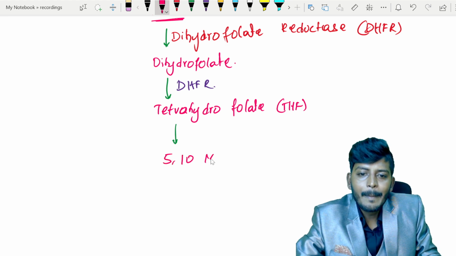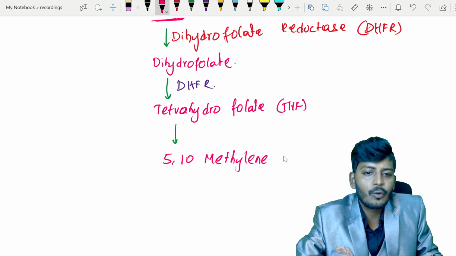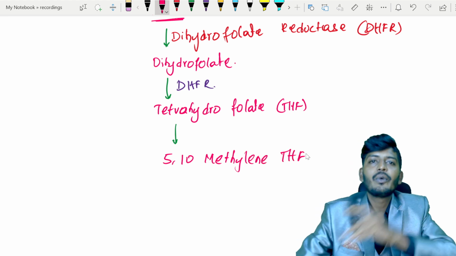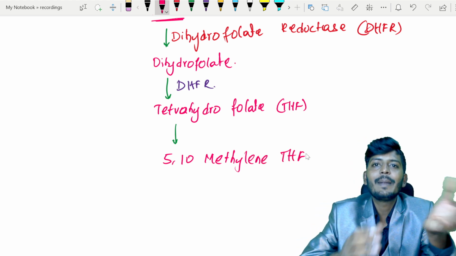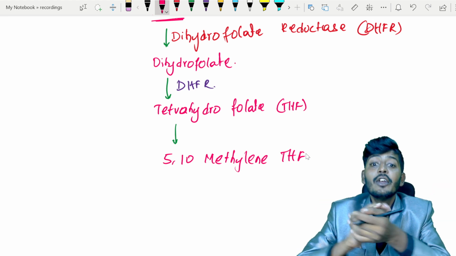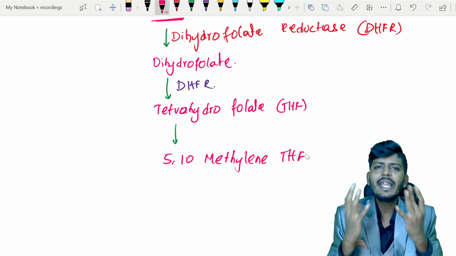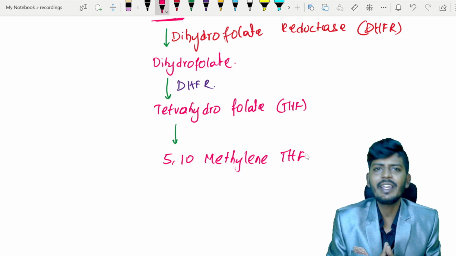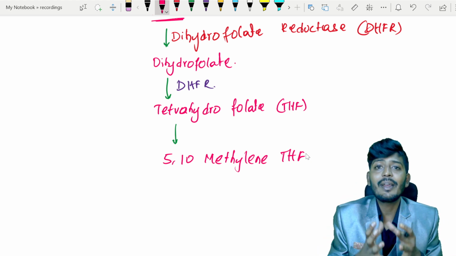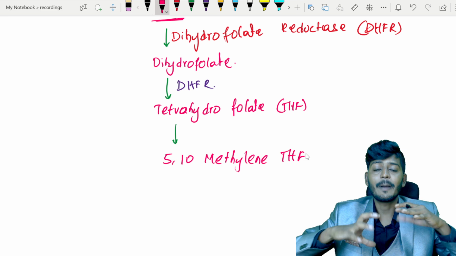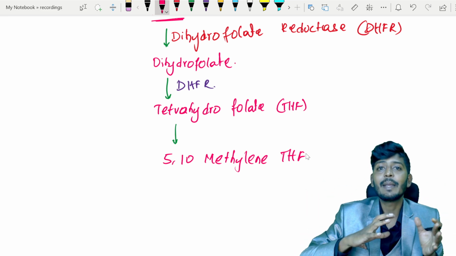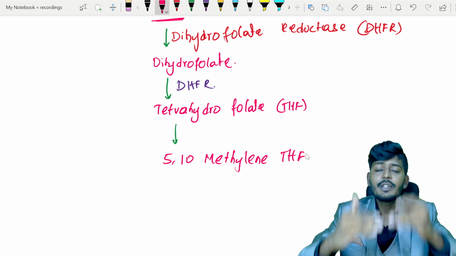5,10-methylene. What is that? Methylene tetrahydrofolate. So it is getting converted into methylene tetrahydrofolate. Basically, a methyl group has been added. So if a methyl group has been added, remember, it's very, very simple. For many students, it's a very confusing aspect, and many people hate biochemistry because of this only, because something is getting added, something is getting removed. That will confuse you if you just look at a cycle.